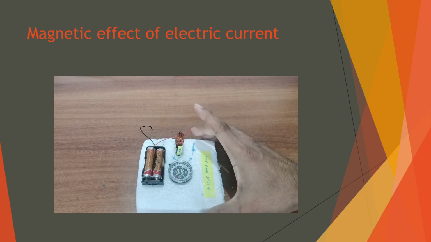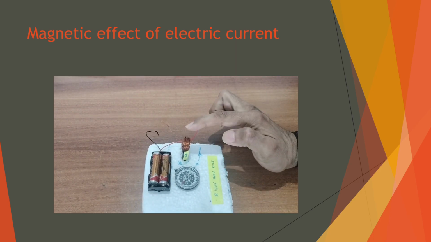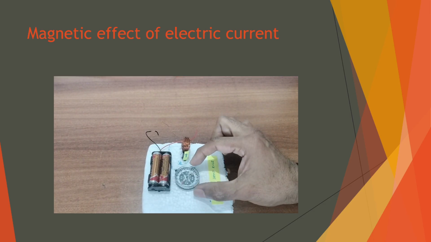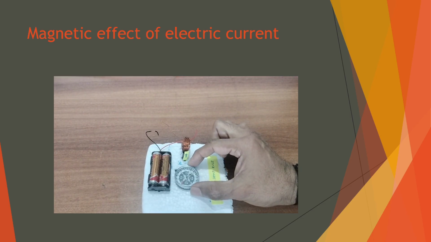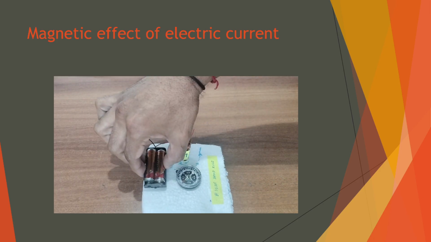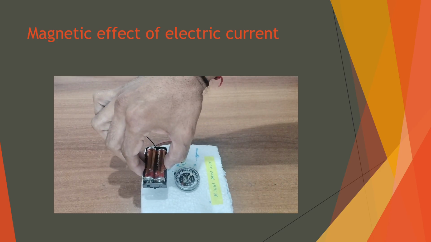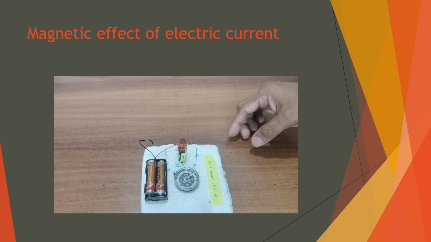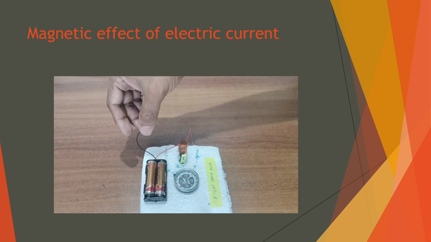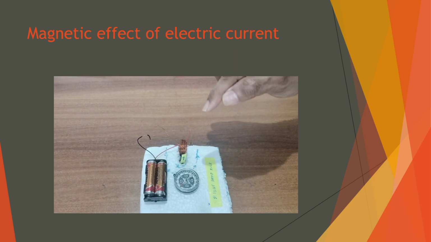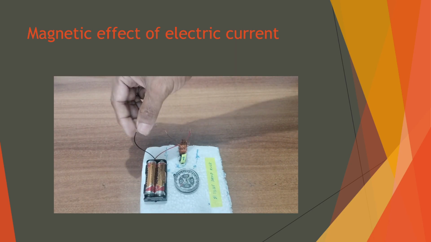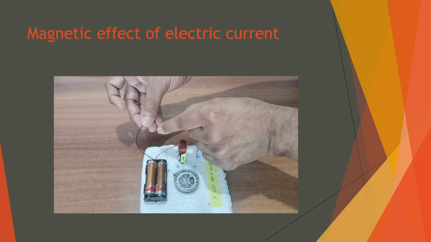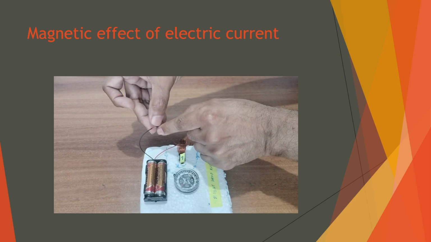Now see this setup carefully. This is a small coil of enameled copper wire. There is a compass, a Mariner compass, and then there is a battery, 2 into 1.5 volts. Two cells of 1.5 volts connected in series will give 3 volts. Now I am just trying to connect the coil with the battery. Now observe carefully the deflection of the compass needle.